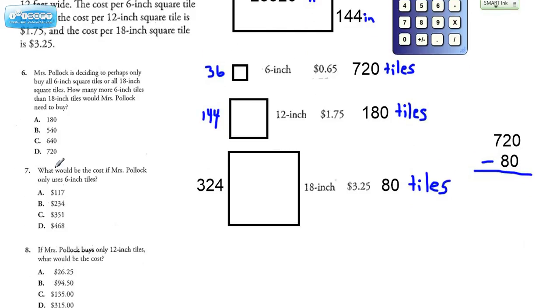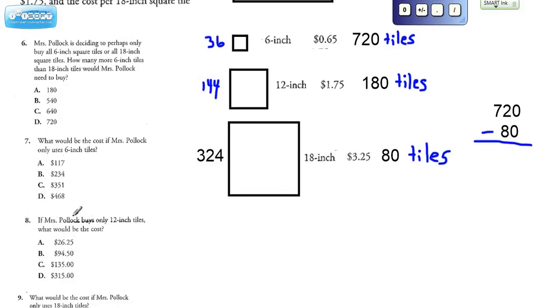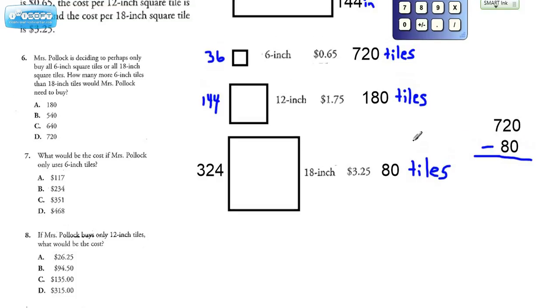Now for number 7, since we're almost out of time, we only have 30 seconds, what would be the cost if Mrs. Pollock used only 6-inch tiles? Well, you would need to take the 6-inch tiles, we need 720 of them, and multiply it by this to get the cost. For number 8, if Mrs. Pollock only buys 12-inch tiles, what would be the cost? You're going to take this number and multiply it by this number and get the value.